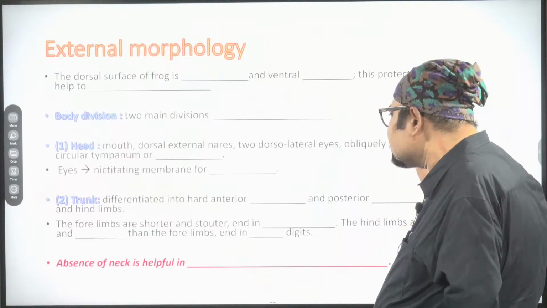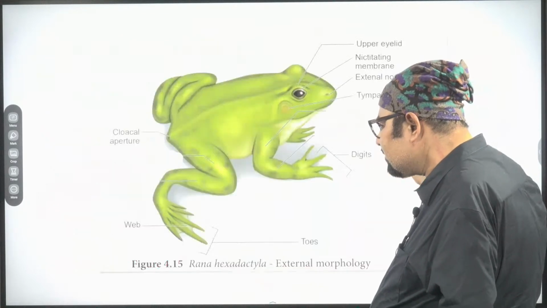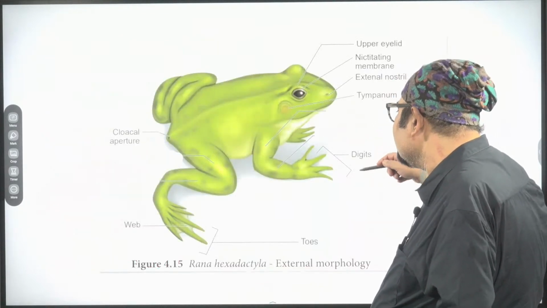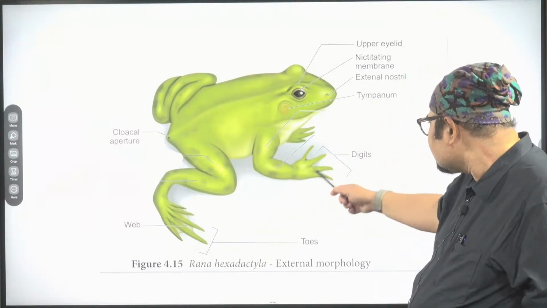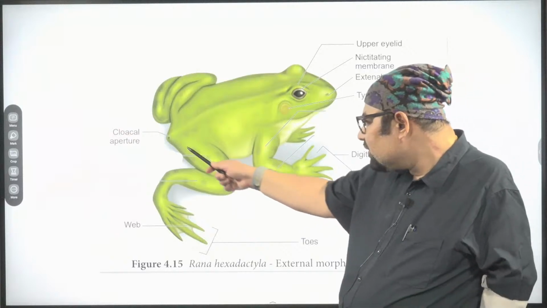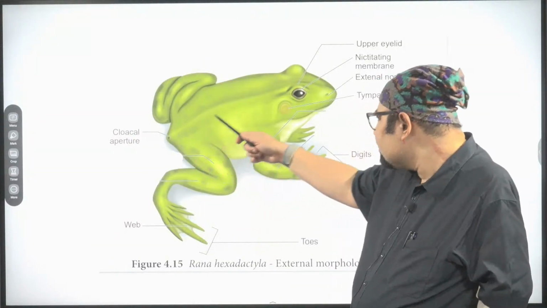So this is revised: head and trunk body division, dorsal, ventral, trunk, these various parts, webbing of the toes, forelimb four digits, that also. And there is only one opening from outside, called the cloacal aperture, both in male and female, only one opening, the cloacal aperture.